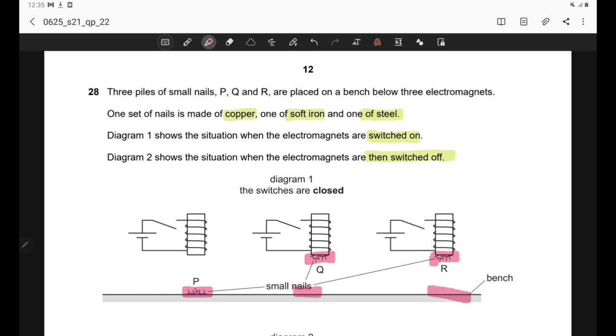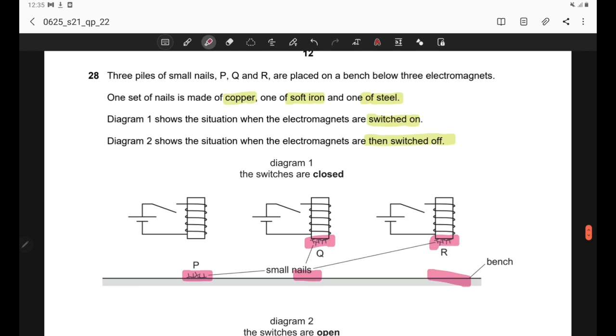But in diagram 2, we can see what happens to these nails P, Q and R, which were staying at the bench once the electromagnets are switched on. The electromagnets being switched on means there should be a connection. The switches should be on or closed. In this case, there will be a current flowing through the coil, which will cause these coils to behave the same as bar magnets.